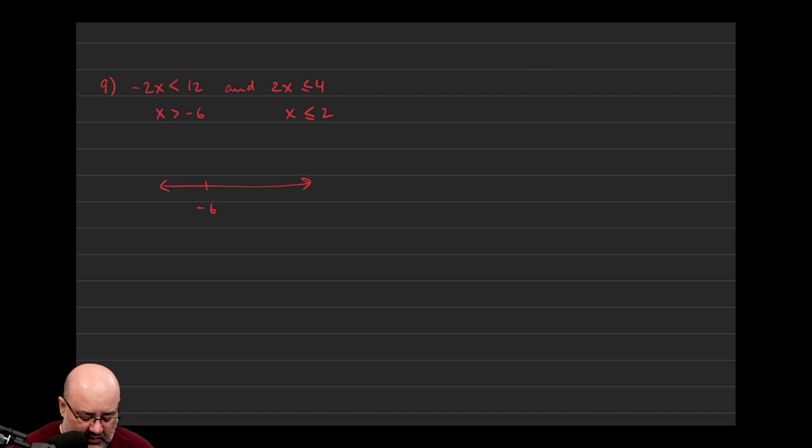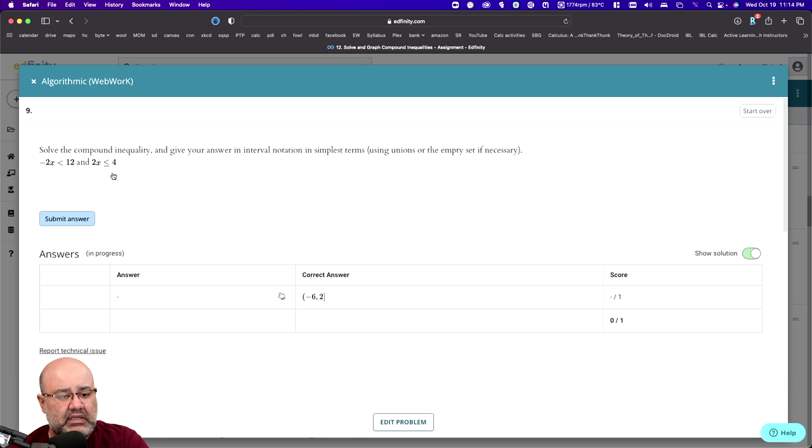Negative 6 on the left, 2 on the right. Open circle above the negative 6, closed circle above the 2. X is greater than negative 6 means numbers to the right of negative 6. X is less than or equal to 2 means numbers to the left of 2. And because it's an and, we're looking for an overlap. Overlap is right here in the middle. There is no overlap at negative 6, so I have to exclude it. There is an overlap at 2, so I have to include that. That would be your solution as an interval.